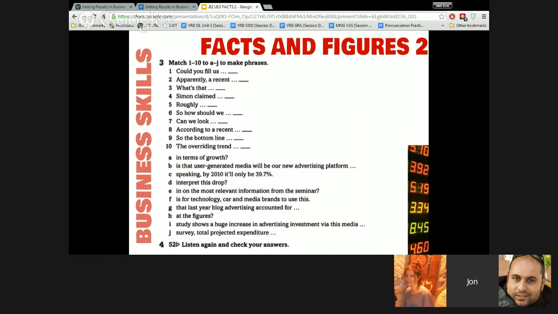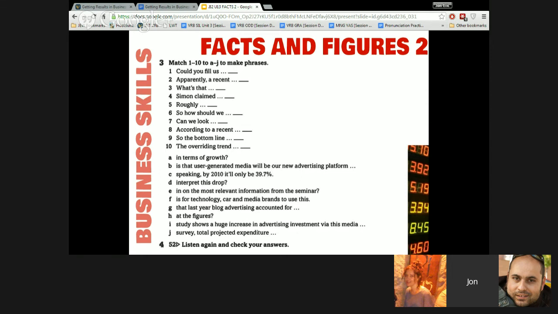Oh, okay. Everyone is quiet. It makes me nervous. All right, one last one. The overriding trend is for technology, car, and media brands to use this. The overriding trend. Okay, and let me just put all of these in the chat window for you. 9 is B and 10 is F.